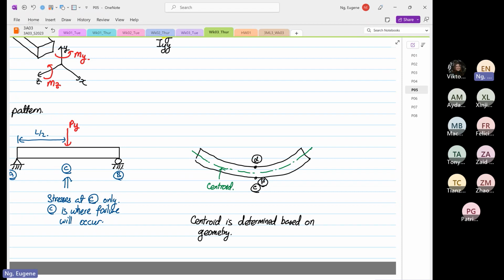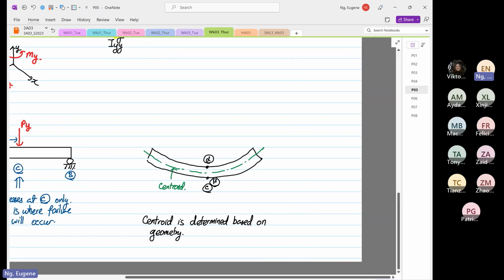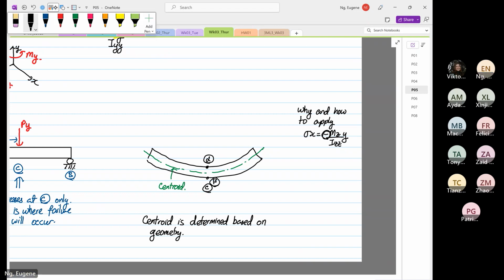So if you see how the deformation pattern is working on, but before I go on, what we are trying to drive at is why and how to apply stress X is equal to minus Mz over Izz multiplied by y. Why do we have to have a minus down here? Okay, that's why I'm doing this. So this is how the structure has been bent. That's the deformation pattern.